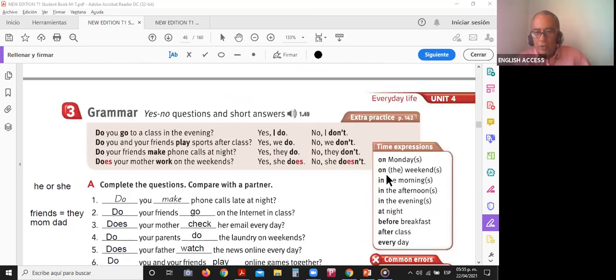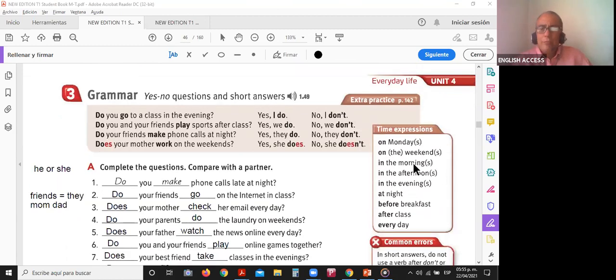And we have here the weekend. On the weekends, we have more expressions. In the mornings, to talk about activities you do in the mornings. In the afternoons, for activities in the afternoon. In the evenings, before you go to sleep. At night, when everything is dark. Activities at night.